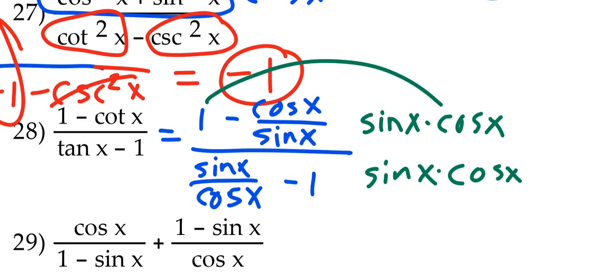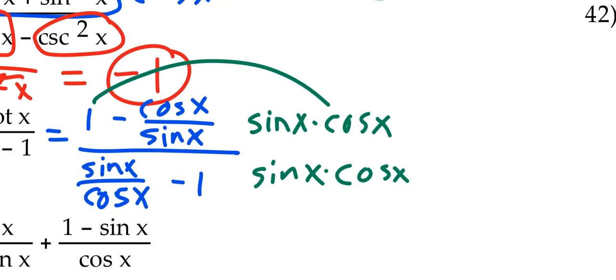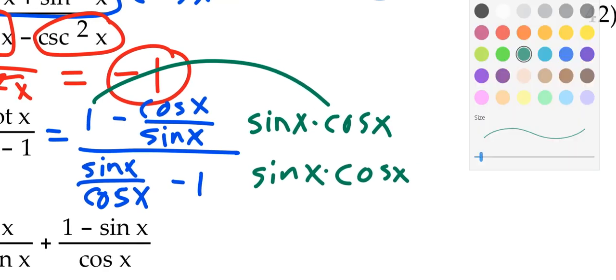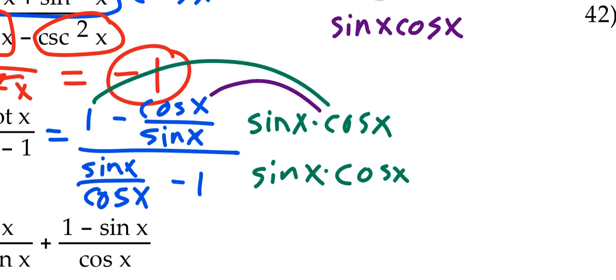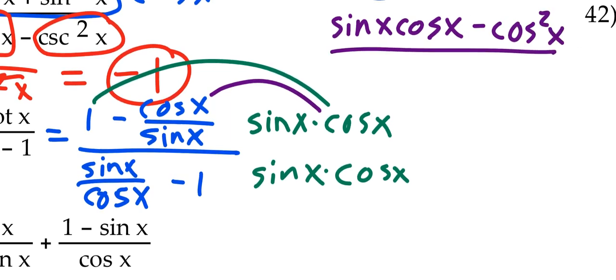So what happens when we take it times the 1? We just get sine x cosine x. And I'm going to try really hard not to mess this up. Sine x cosine x. And then what happens when I multiply it times that fraction? What cancels out? The sines cancel out, leaving me minus cosine squared. This sine and that sine cancel, leaving me minus cosine squared.